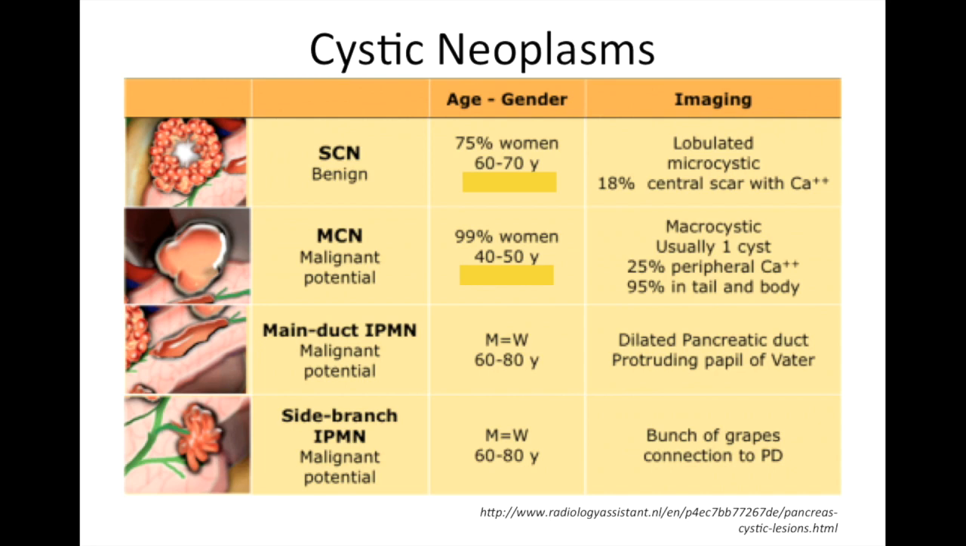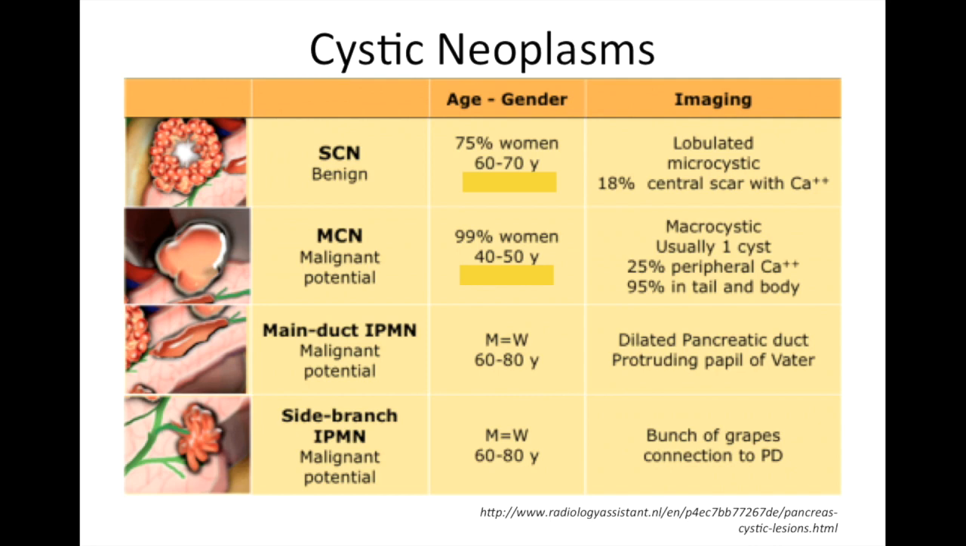So if you see a microcystic lesion with a central scar in an older female patient, you know it's likely a serous cystadenoma. When you see a macrocystic lesion with peripheral calcifications that does not connect with the main pancreatic duct, and this is in a younger female patient, this is likely a mucinous cystic neoplasm.